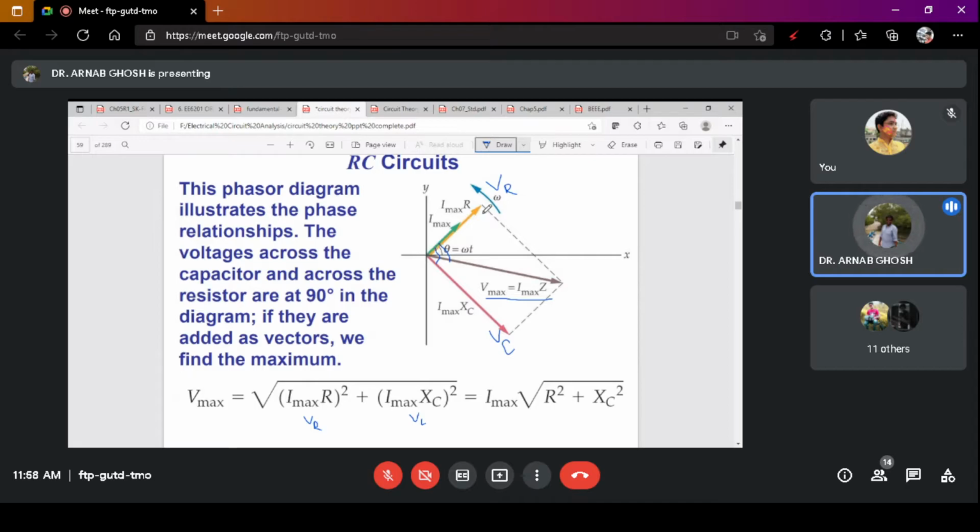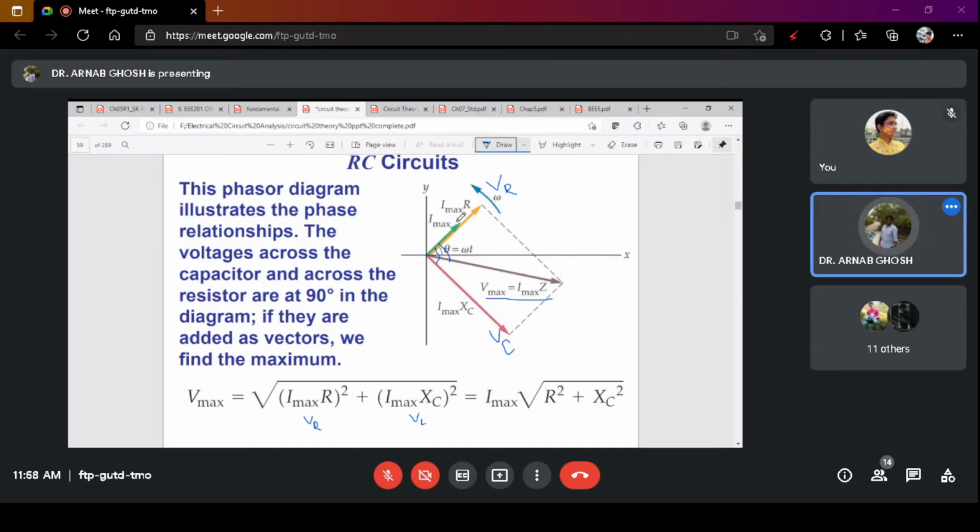So see, this is the vector of your voltage across the resistor, VR. This is in phase with the Imax. What is VR? VR is Imax R. This is your VC, that is Imax into XC, the voltage across the capacitance. That is Vmax. VC is equal to Imax into XC.